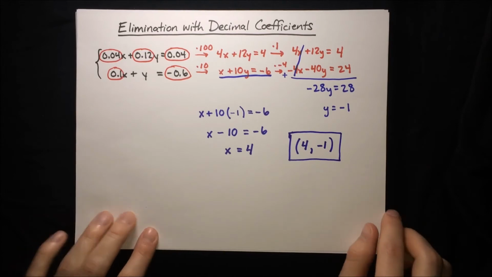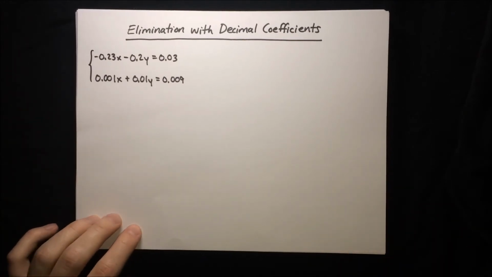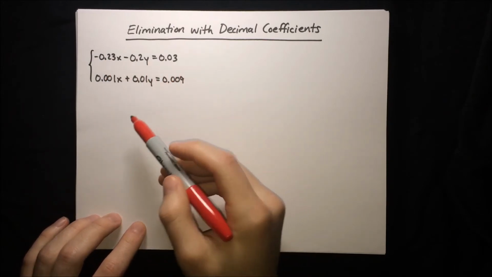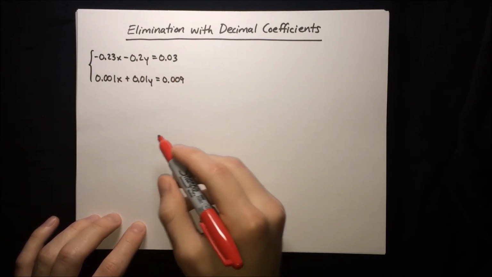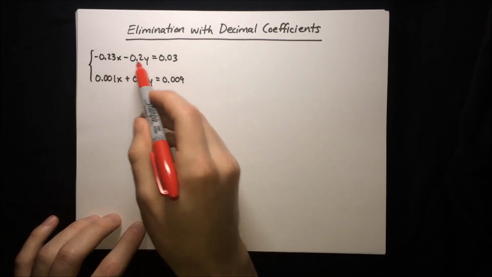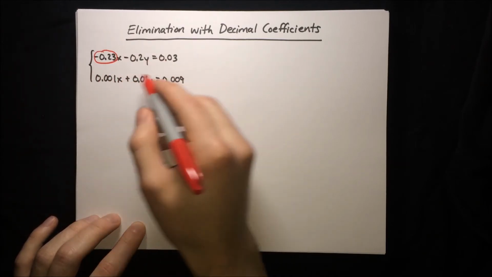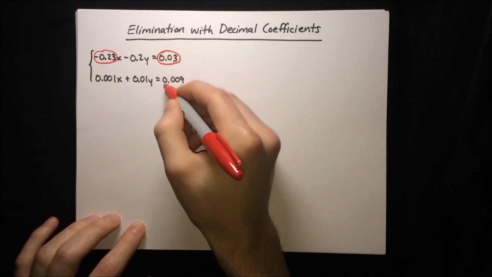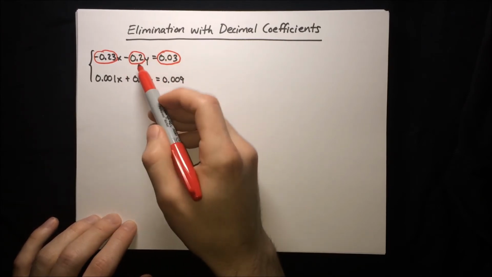Let's do one last final example. This final example is the trickiest because not only is every single coefficient a decimal, but we also have different numbers behind the decimal place for a lot of the coefficients. So let's worry about this top equation first. In these two decimals, -0.23 and 0.03, we have two numbers behind the decimal place, and in this decimal here, 0.2, we have one number behind the decimal place.